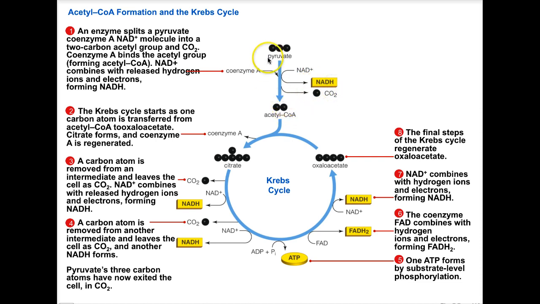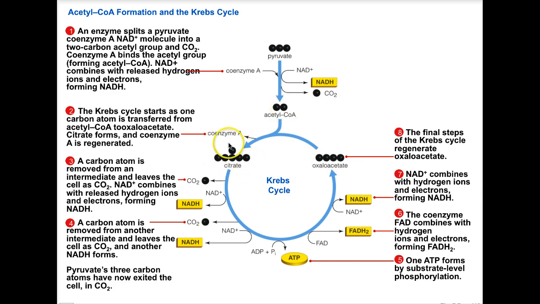Remember, from glycolysis we had 2 pyruvate, so this is repeated twice for every glucose molecule. So now we have an acetyl-CoA molecule made per pyruvate. Let's follow what happens to one. One acetyl-CoA molecule is combined with one oxaloacetate molecule. Oxaloacetate is 4 carbons, acetyl-CoA is 2.